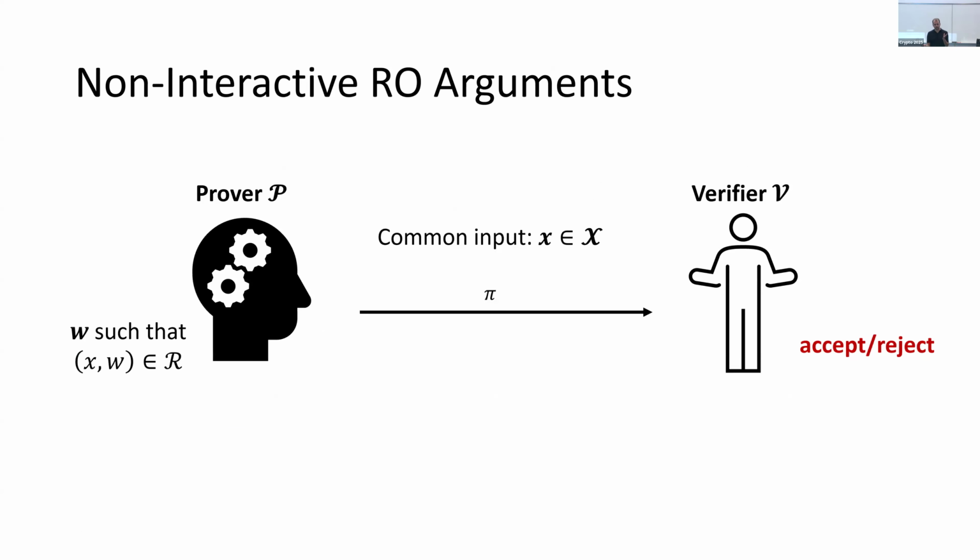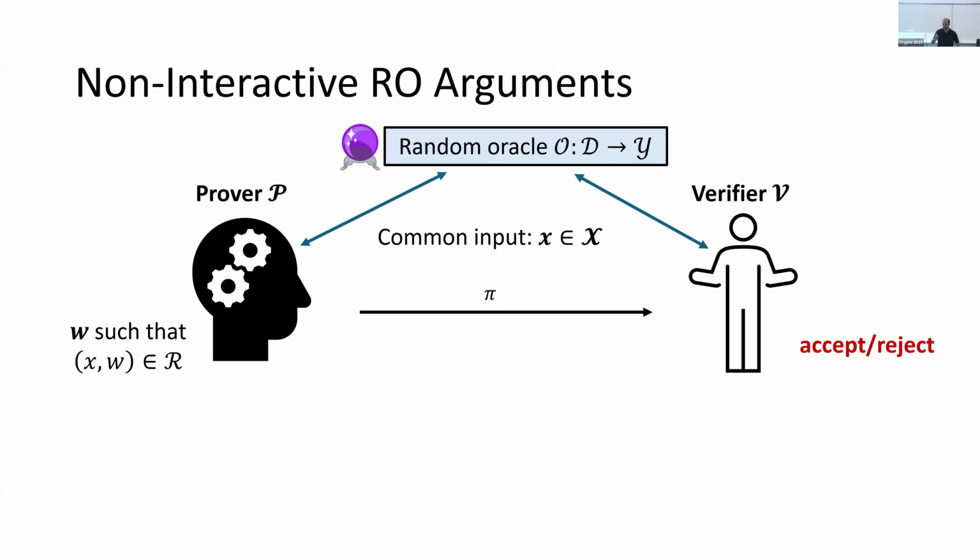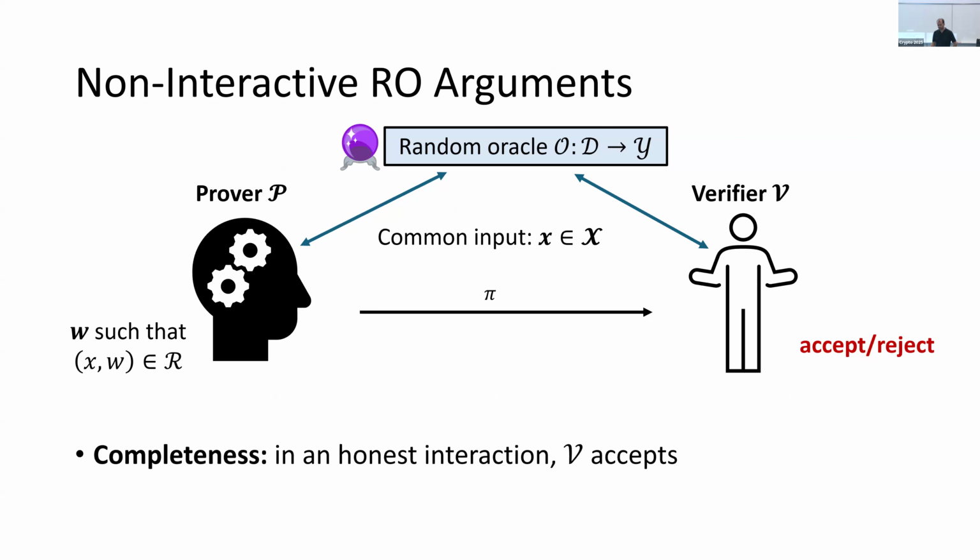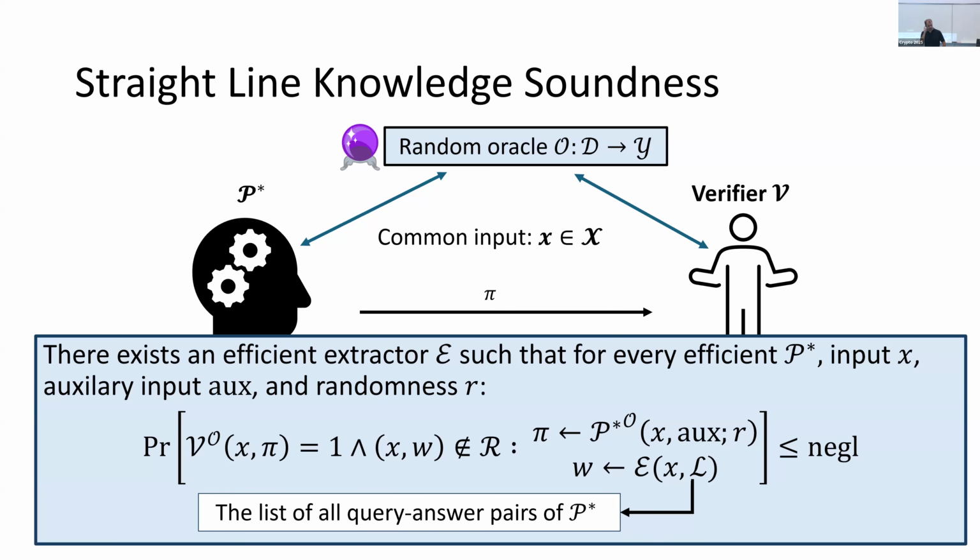Good. So now what do I mean by non-interactive arguments in the random oracle model, where the proof is just one message from the prover to the verifier. Everyone gets access to a random oracle. Completeness is the same as before, but if it's probabilistic, you also take the probability over the choice of random oracle. And for special soundness, I'm going to give a non-adaptive definition, even though everything I say today can be extended to the adaptive setting as well.